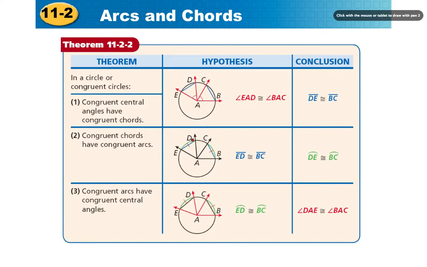The second part of the theorem says congruent chords have congruent arcs. So if this chord is equal to this chord, then this arc is equal to this arc. That's what it says here. And the last one says congruent arcs have congruent center angles. So if this arc is congruent to this arc, then this center angle is equal to this center angle. Let's go on to the next slide.